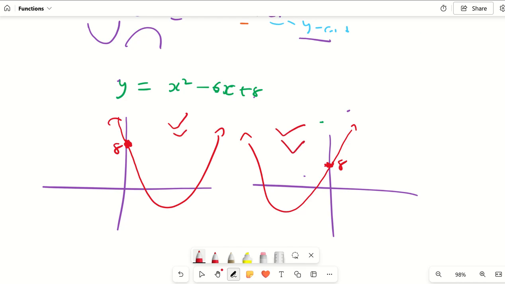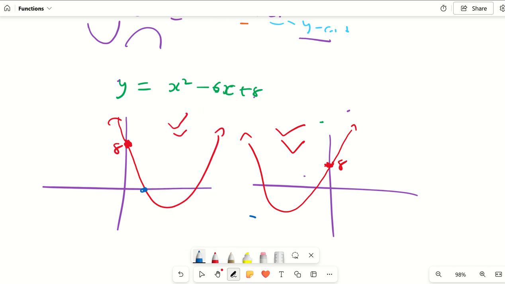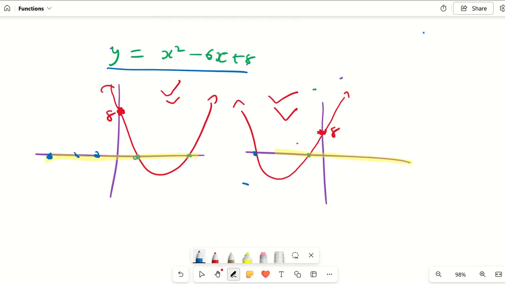By finding the x-intercepts, that is the points at which the graph crosses the x-axis, right? We've established that anywhere on top of the x-axis, the y-coordinate is 0. The y-coordinate of this point is 0, of that point is 0, anywhere on the x-axis. So we're going to use this to find the x-intercepts. We're going to take this original function, y equal to x squared minus 6x plus 8. We're going to replace the y with the 0.